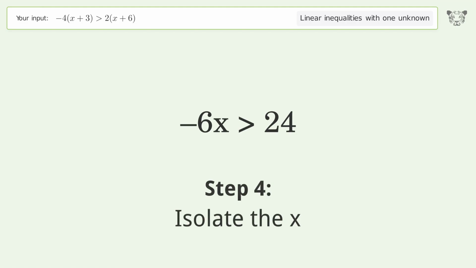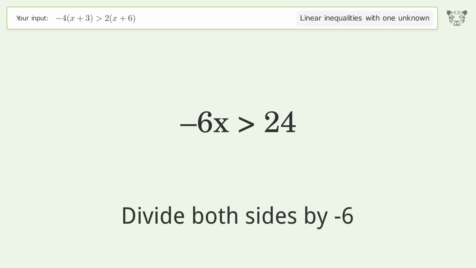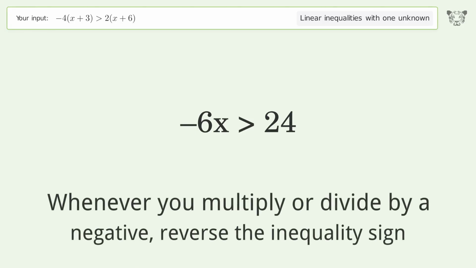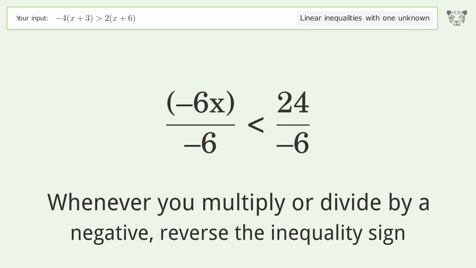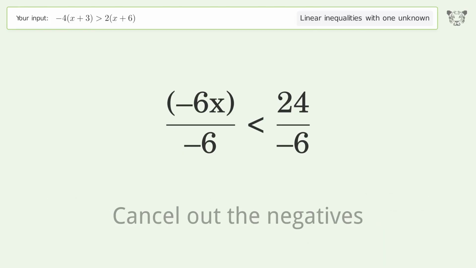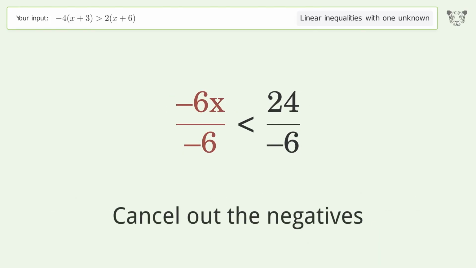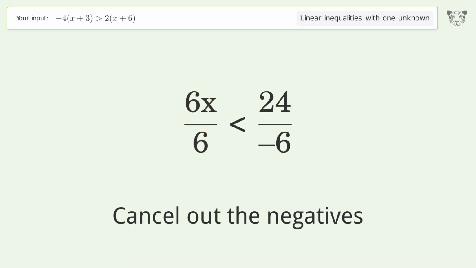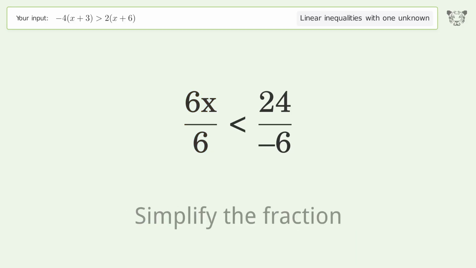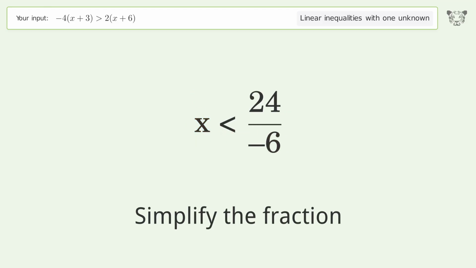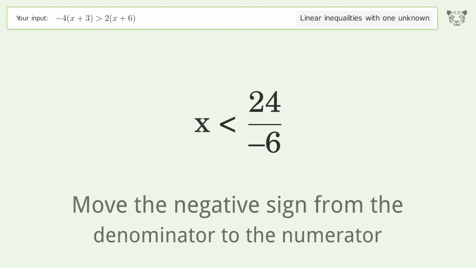Isolate the x. Divide both sides by -6. Whenever you multiply or divide by a negative, reverse the inequality sign. Cancel out the negatives. Simplify the fraction. Move the negative sign from the denominator to the numerator.